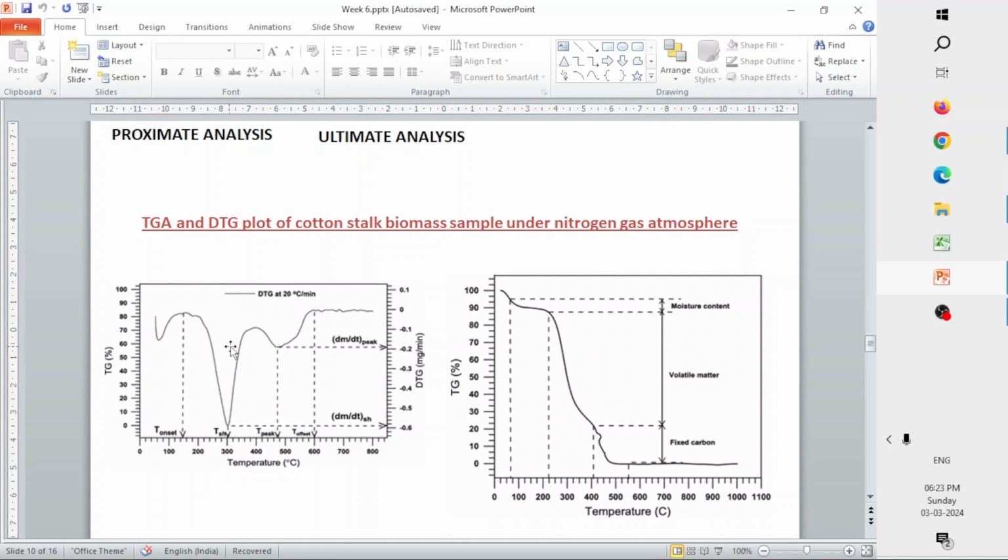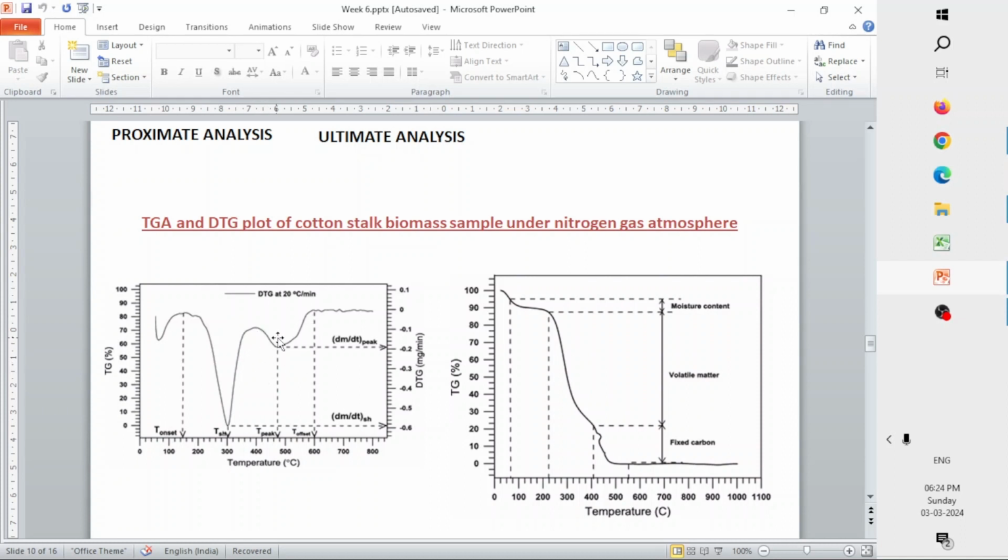These two curves over here represent the degradation that happens due to your hemicellulose as well as cellulose content. Since we are discussing cotton here, cotton has both cellulose and hemicellulose content. The peak that is sharper is due to your hemicellulose, and the other peak is due to your cellulose content.